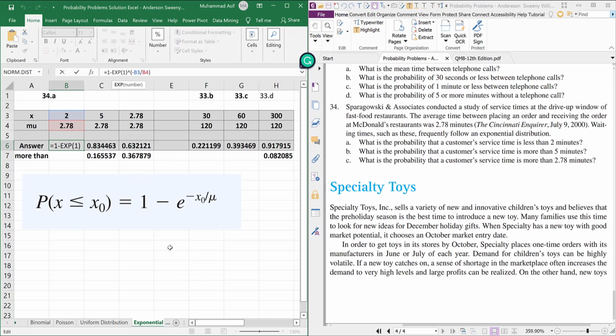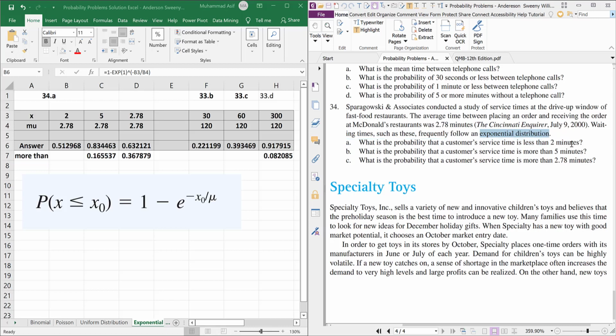Now, for instance, let's say in this question, Sparagorsky and Associates conducted a study of service time at the drive-up windows of fast food restaurants. The average time between placing an order and receiving the order at McDonald's was 2.78 minutes. Okay, so that is the time it takes to fill an order, and this is a continuous variable, and we can say that this is an exponential distribution. Waiting times such as these frequently follow an exponential distribution. Okay, that's specified. What is the probability that a customer service time is less than 2 minutes?